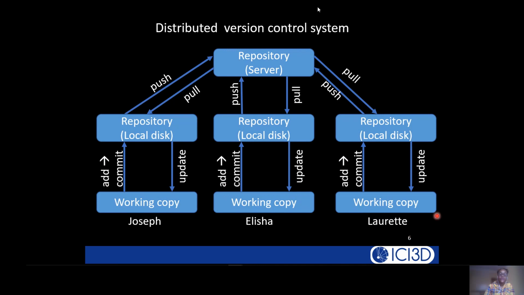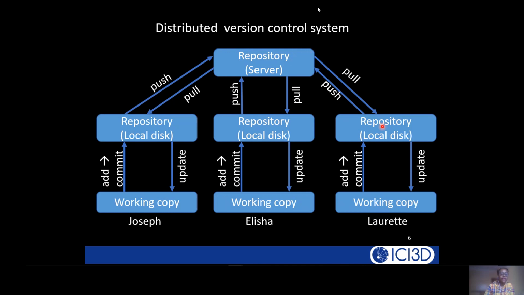Then Lorette will also do some work on her copy in the desktop on the updated version. Then she will add, and then she will commit, and then she will push. So as you can see, all of them have different working copies and local disks, but the server is the same. So by the time they all push, it means they are ready for the other people to see the work that they have done.